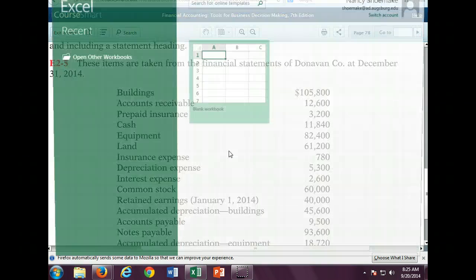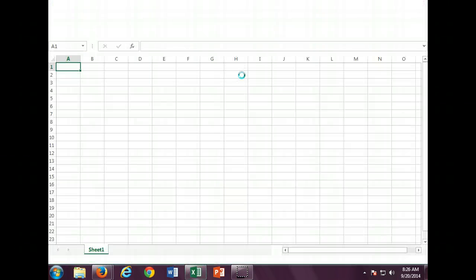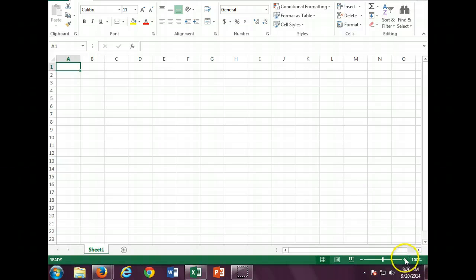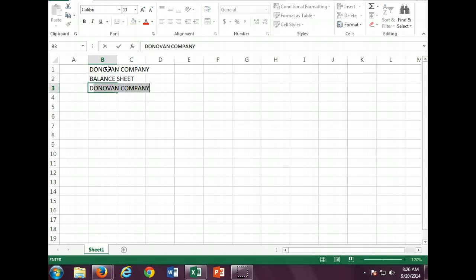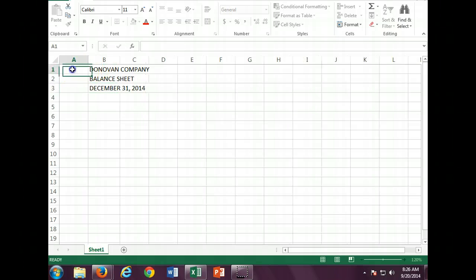Okay, so basically, I can't say there's one thing more important than another, but the title is very important. I'm going to keep it all in caps so I don't have to go back and forth. So Donovan Company, the balance sheet, and we just show a date, because what is a balance sheet? A balance sheet is a snapshot at a particular moment in time.